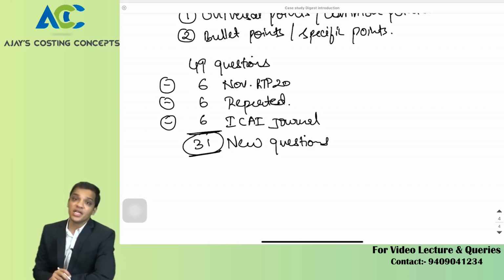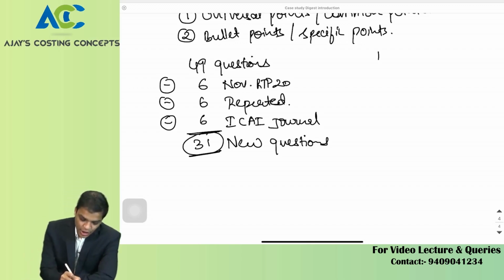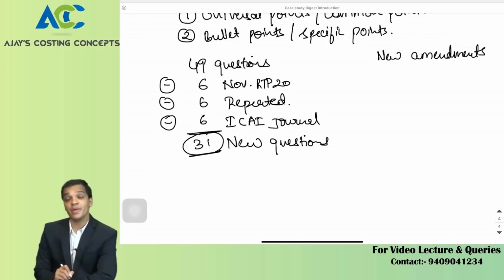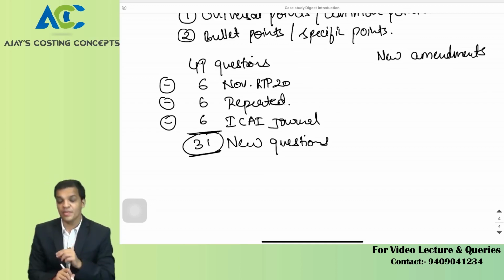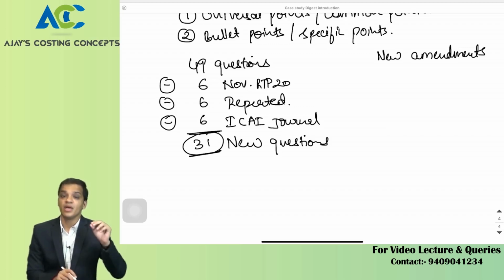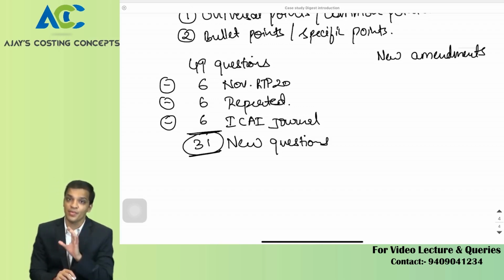So these are the 31 new questions that we will be dealing with. Further, there are new amendments that we also have in the syllabus. Which specific questions are from these amendments, I'll make sure that we deal with them, and a special amendment conceptual clarity class or conceptual capsule first, and then we go with that question. So that is also very, very important.